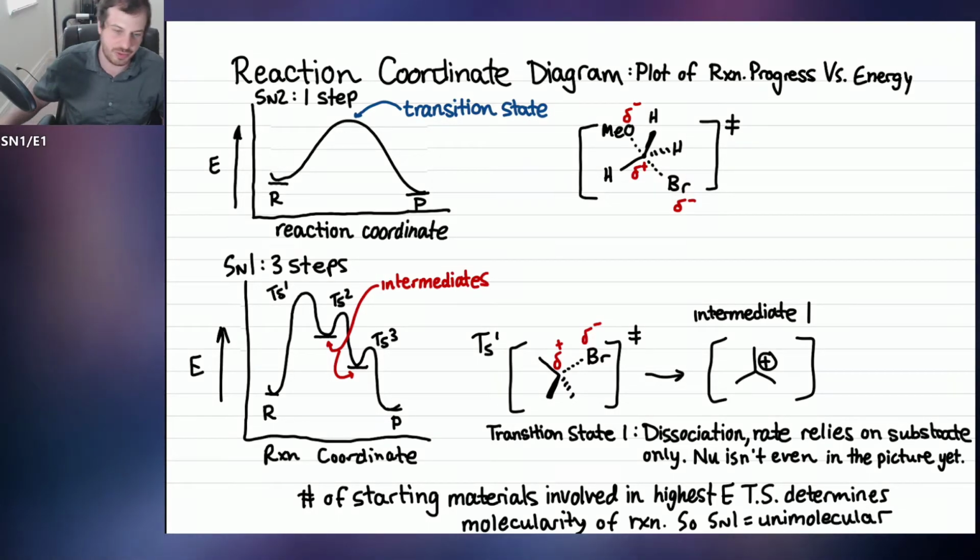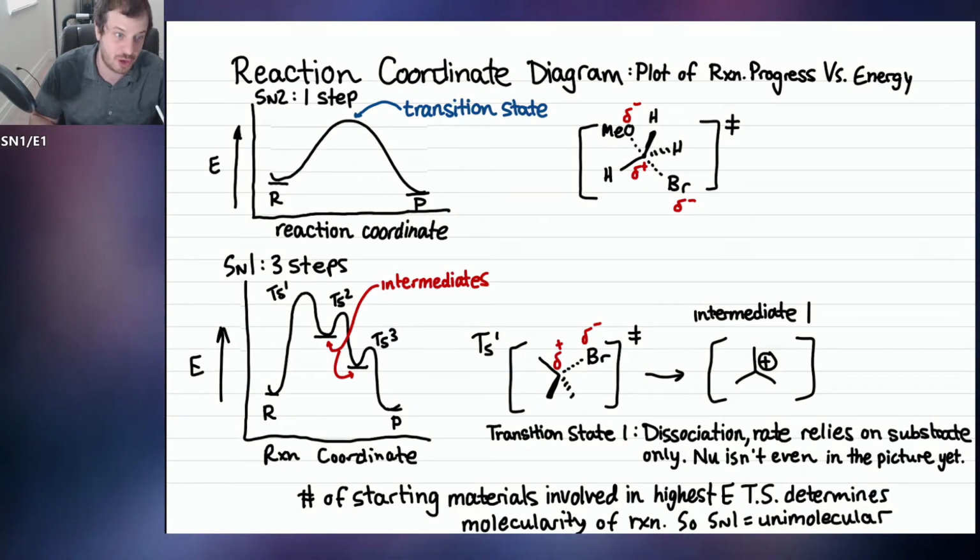The rate depends only on the dissociation. Doesn't matter what the nucleophile is, it won't affect the rate. And what that means is if you used a super strong nucleophile, it wouldn't affect the rate of an SN1 reaction because the SN1 reaction doesn't care about the nucleophile. The only thing the SN1 reaction cares about is how fast that leaving group can dissociate. And what affects how fast that leaving group can dissociate?